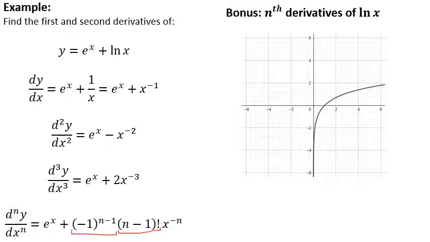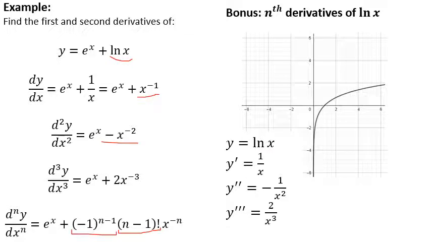Now, the nth derivatives of ln x, these are the bits over here on the right, in case you're curious. We can look at what they look like on a graph. We go ln x as the original function, we have x to the minus 1 for the first derivative, 1 over x. The second derivative is minus x to the minus 2, or minus 1 over x squared. And the third derivative, positive 2 over x cubed.